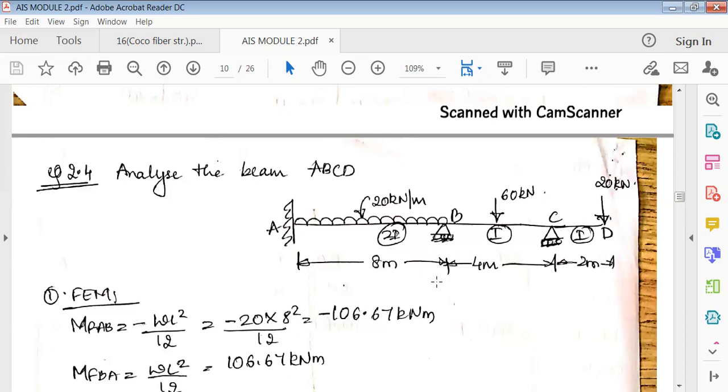So again, as usual, the steps are the same. You have to find the fixed end moments, find the distribution factors, make the moment distribution table, and finally find the final end moments. The only different thing about this problem is that in the previous problem there was AB and BC.